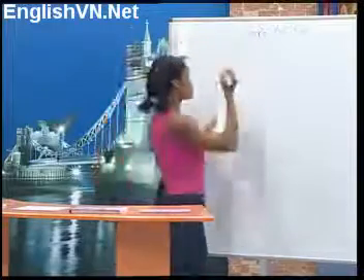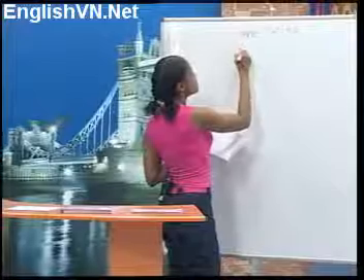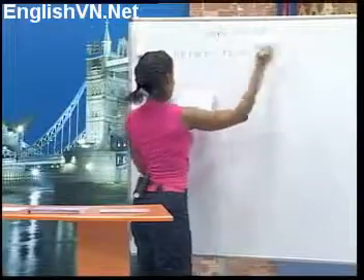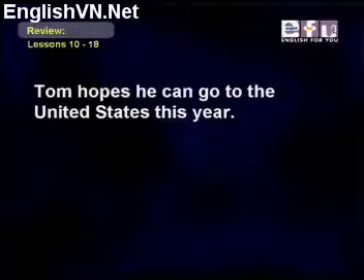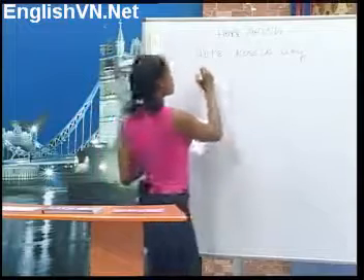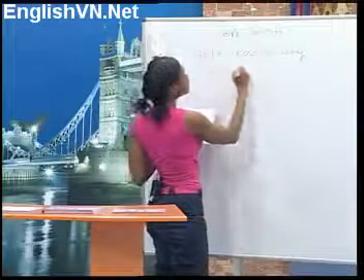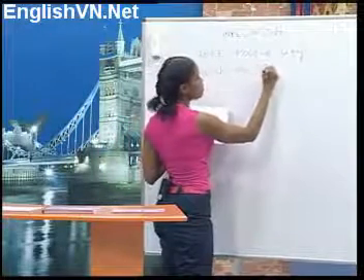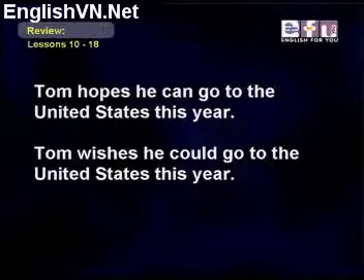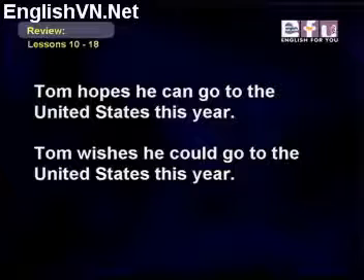With the verb hope, there is possibility that things will happen. So for example, Tom hopes he can go to the United States this year means there is a possibility he can go. But with the verb wish, it's not likely, not probable, that it will happen. So, Tom wishes he could go to the United States this year means there is little or no possibility that he could go.